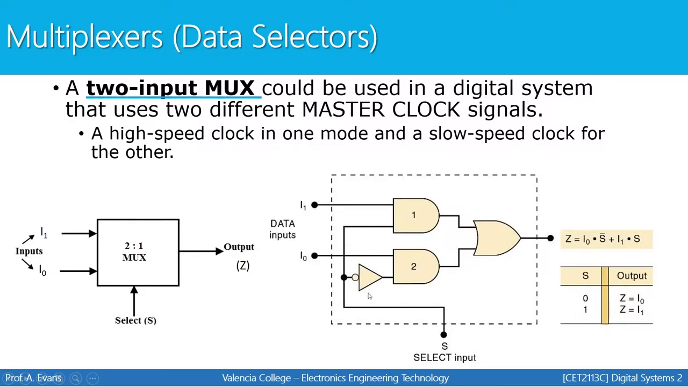If S were a 1, that 1 would get inverted here, become a 0, and this AND gate would always give you an output of low. Meanwhile, this AND gate would depend on whatever I1 is. So we would say that the output of this particular MUX is I0 and not S, or I1 and S. And ultimately, the output will depend on whatever I1 or I0 is when the appropriate select input has been applied. So we can choose which signal will pass based off of this select input.